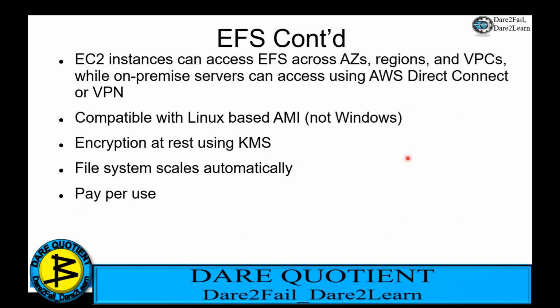EFS is compatible with Linux-based AMI and not Windows. For Windows, the file system is Amazon FSx. So for Windows and Lustre, the file system is FSx, while for Linux-based AMI, it is EFS.